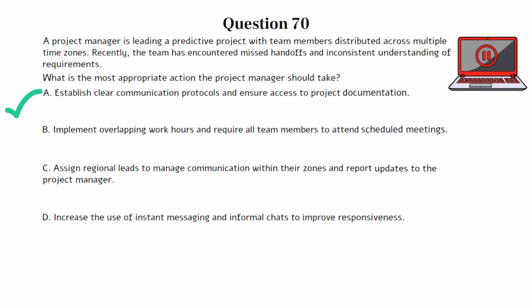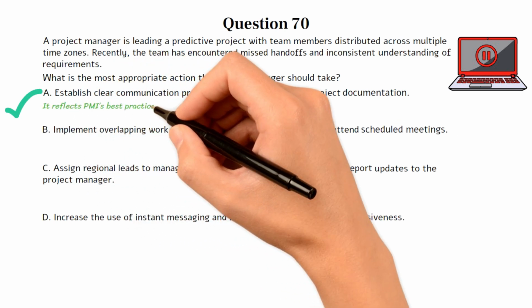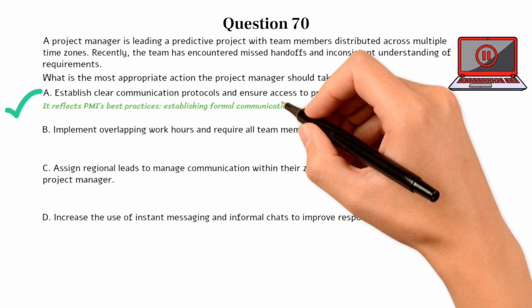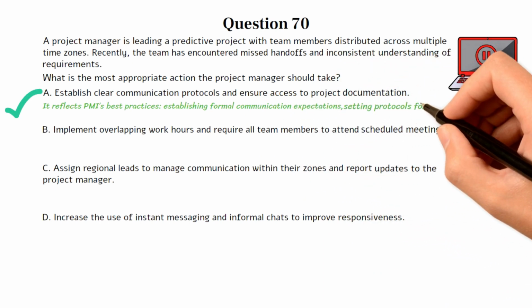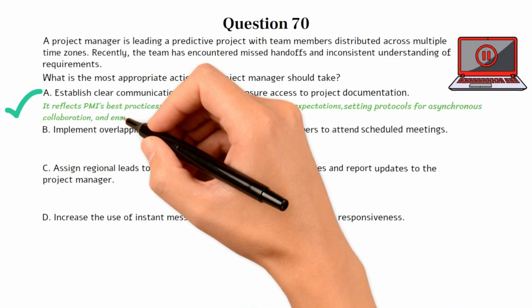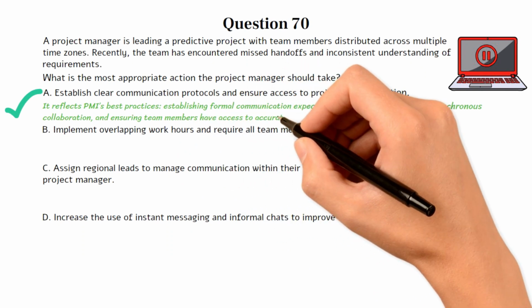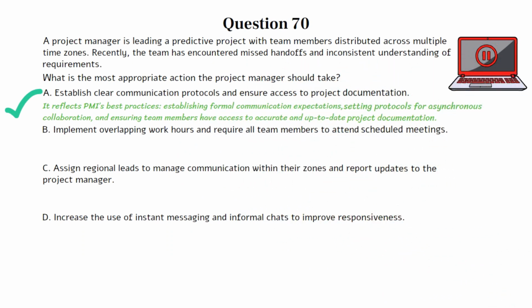This question tests how to manage virtual teams in a predictive project, where structure, documentation, and formal communication are key. Unlike agile environments that favor flexibility, predictive projects require predefined plans and controlled flows of information. Choice A is the best option because it reflects PMI's best practices, establishing formal communication expectations, setting protocols for asynchronous collaboration, and ensuring team members have access to accurate and up-to-date project documentation.